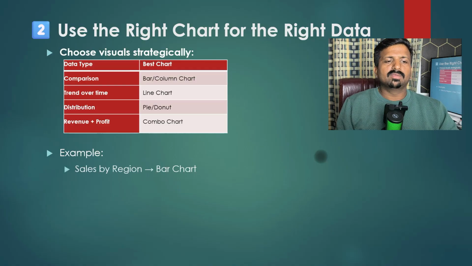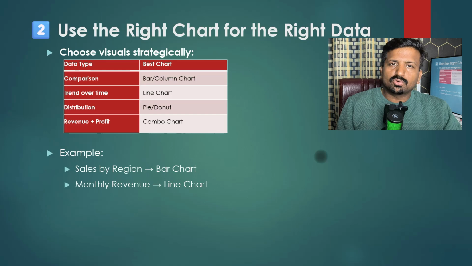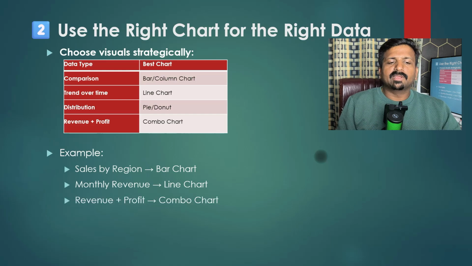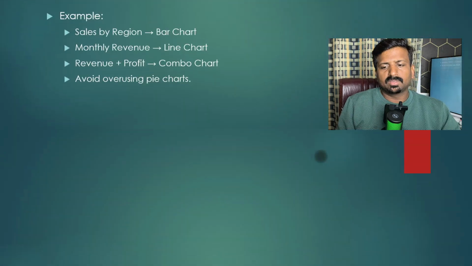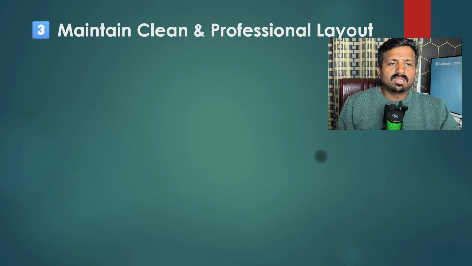For example, sales by region, you should show in a bar chart. Monthly revenue, you should show in a line chart. Revenue plus profit, you can show in a combo chart. Avoid using pie chart in such kind of dashboard. Next is maintain clean and professional layout. Again, layout is a very important point which we should consider while creating any dashboard.